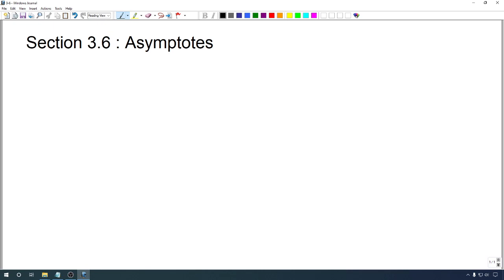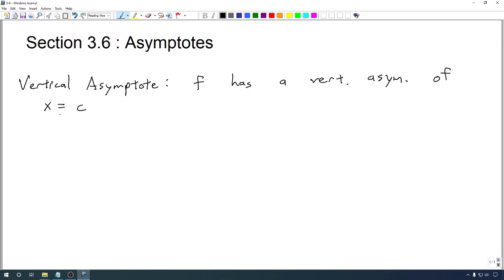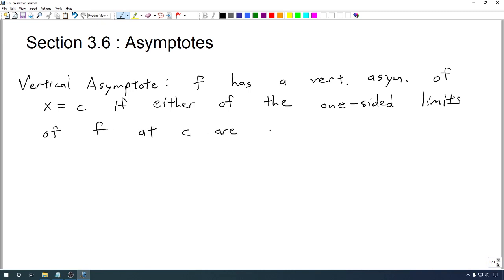First, we'll start with vertical asymptotes. We've actually already kind of seen these a little bit already, but we're going to actually make a definition here. We're going to say a function f has a vertical asymptote at x equals c. So here, this is a vertical line, x equals c, if either of the one-side limits of f at c are plus or minus infinity.